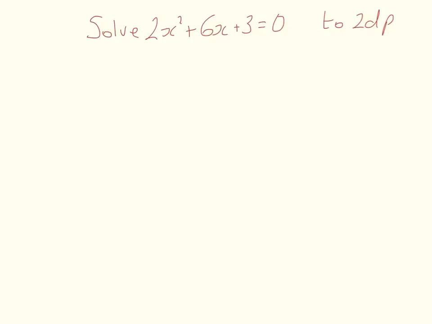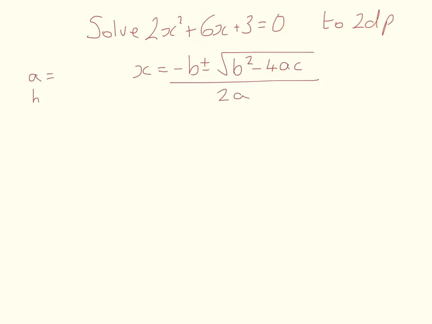Here we've been asked to solve the quadratic 2x squared plus 6x plus 3 equals 0 to 2 decimal places. It says to 2 decimal places, so that should be the trigger that we should be using the quadratic formula. X equals minus b plus or minus the square root of b squared minus 4ac divided by 2a. But where do we get these values of a, b and c from?